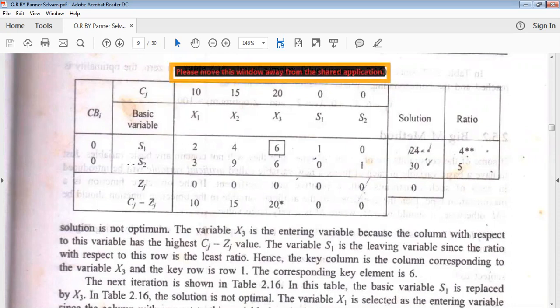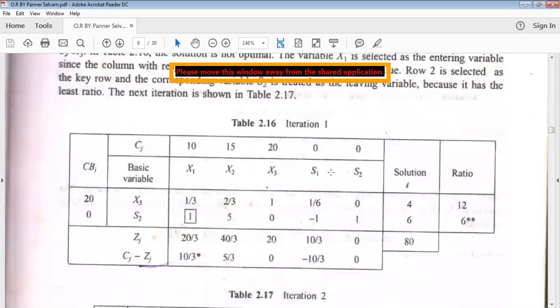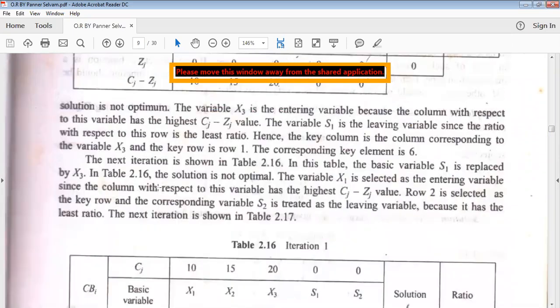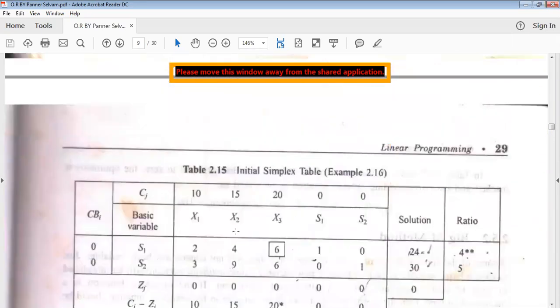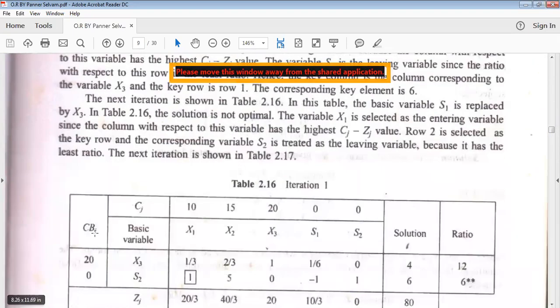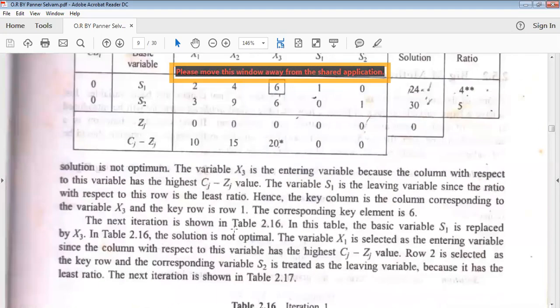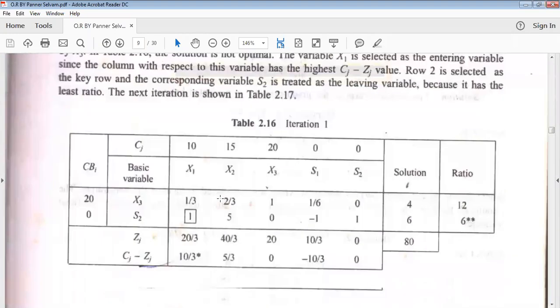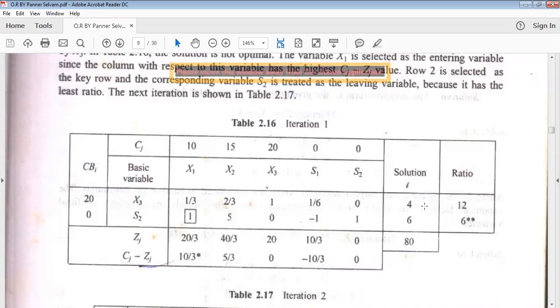Next, this equation has to be turned into a new equation. I told you this is 20 x3. This is x3 and 20. You got it. Next, 2 by 6 means 1 by 3, and 4 by 6 means 2 by 3. So you see these values: 1 by 3, 2 by 3, 1, 1 by 6, and 4.